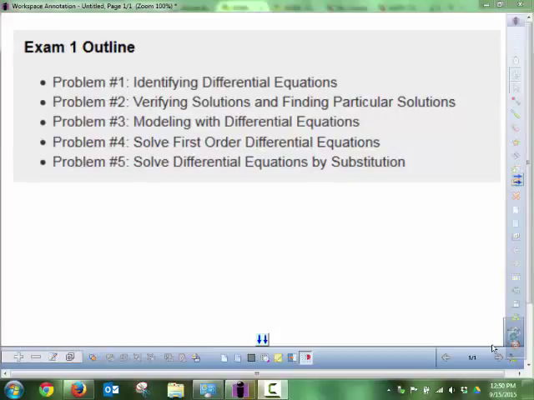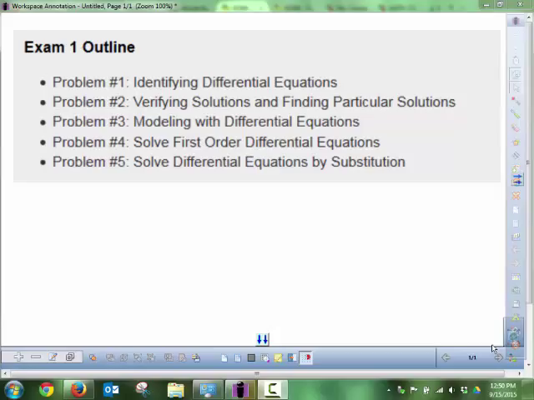The first question on the exam will be looking at a differential equation and identifying if it's a first order or what order it is, if it's a linear differential equation. If it's one of those first order differential equations that we've already discussed, then you can try to figure out if it's separable or if it's exact, or what substitution you might use to be able to find out. But you don't have to solve the whole differential equation.